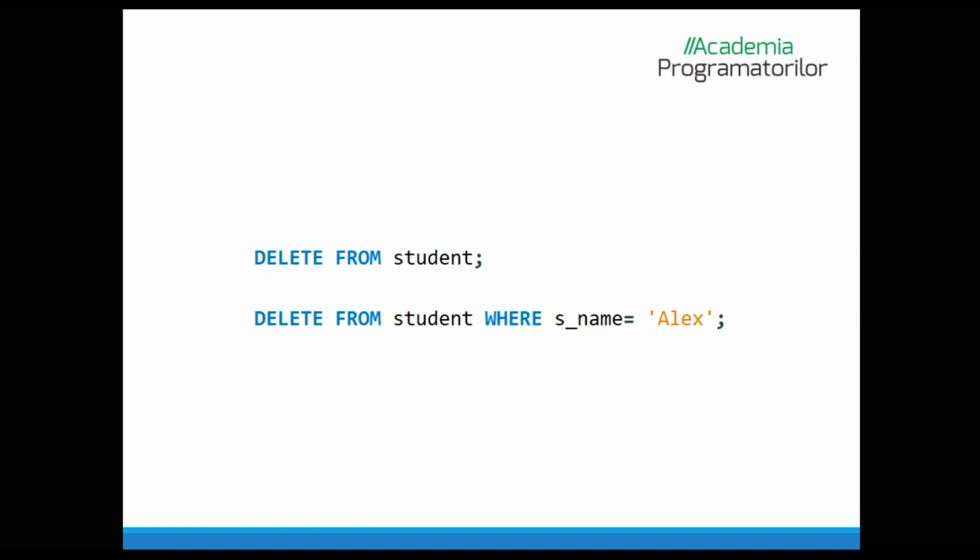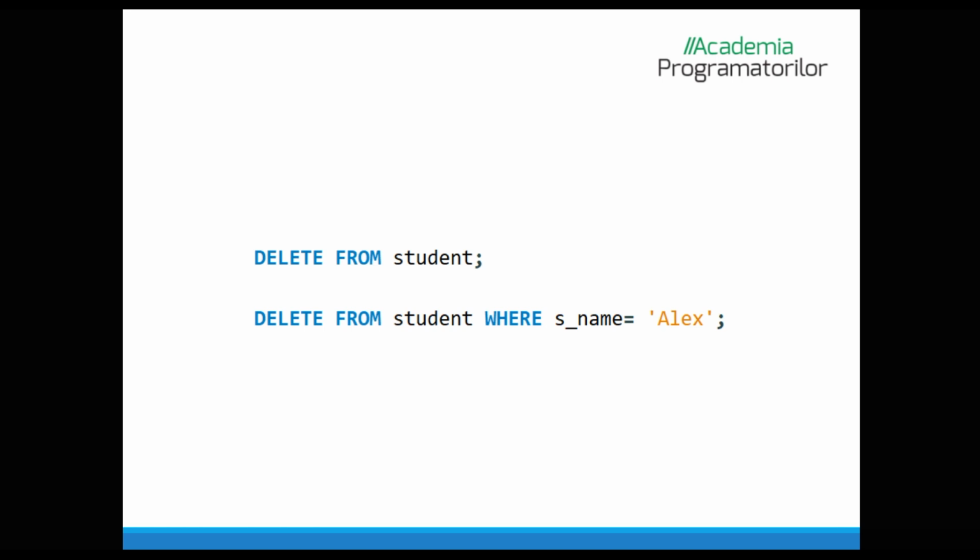Deleting entries from a table is done by the delete from statement, after which we specify the name of our table. This query will delete all entries in our table. If we only want to delete specific entries, we can use the keyword where followed by one or more conditions. If we want to delete all our students named Alex, we will write delete from student where name equals Alex.